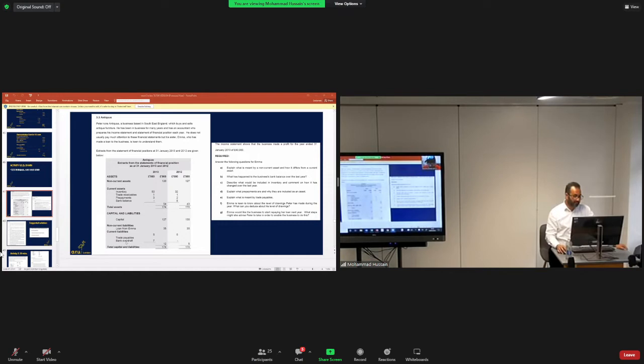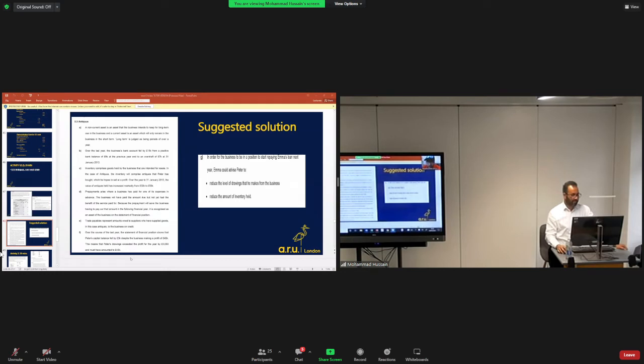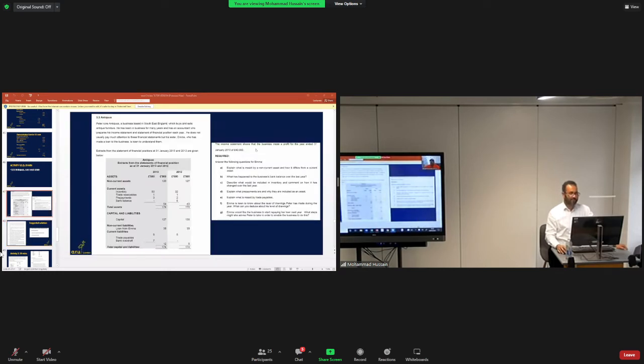So the bank overdraft: there was no overdraft in 2012. In 2012 there's no overdraft, but in here the overdraft was 7,000. All these numbers are in thousands, right? So it says the income statement shows that the business made a profit for the year ended 31st of January of 40,000. So he is actually required to answer these questions.